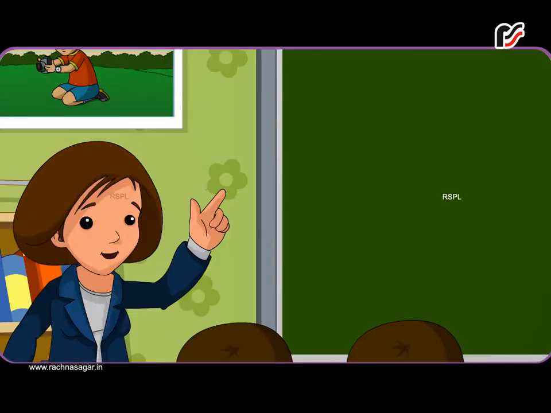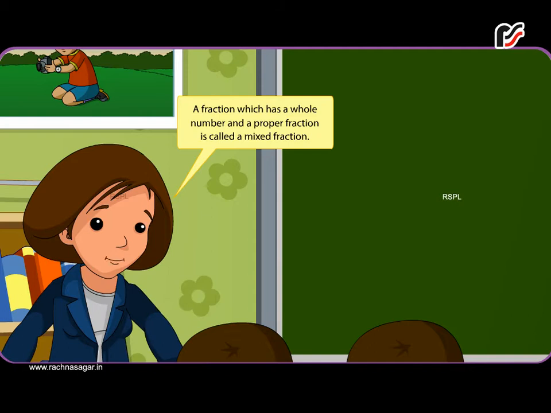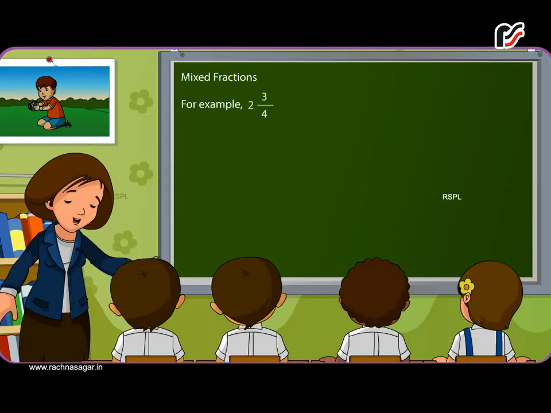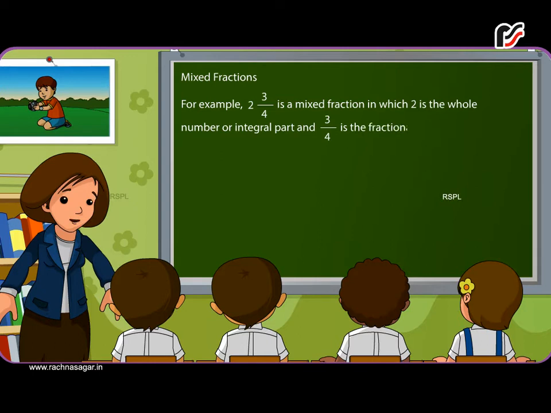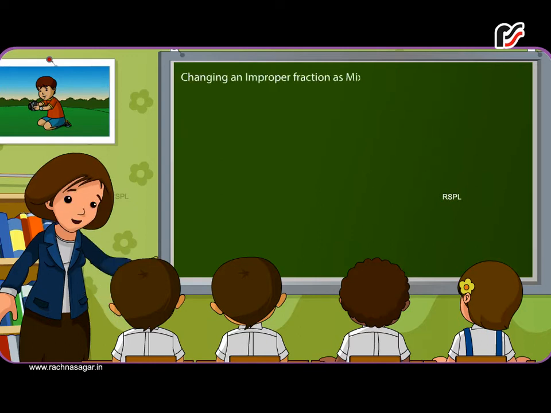Mixed fractions. A fraction which has a whole number and a proper fraction is called a mixed fraction. For example, 2 3/4 is a mixed fraction in which 2 is the whole number or integral part and 3/4 is the fractional part. Changing an improper fraction to a mixed fraction.